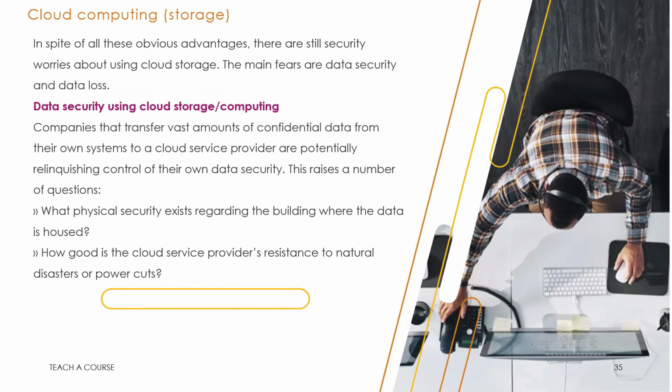So let's look at data security on the cloud. Companies that transfer vast amounts of confidential data from their own systems to a cloud service provider are potentially relinquishing control of their own data security. This raises a number of questions. Number one, what physical security exists regarding the building where the data is housed? Number two, how good is a cloud service provider's resistance to natural disasters or power cuts?